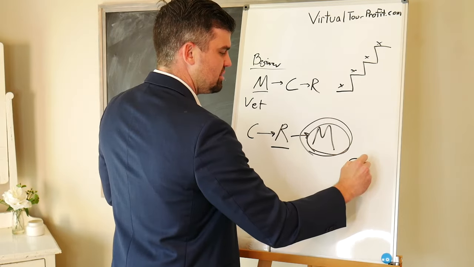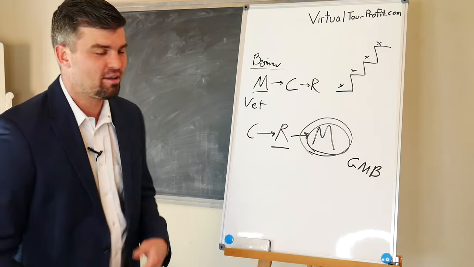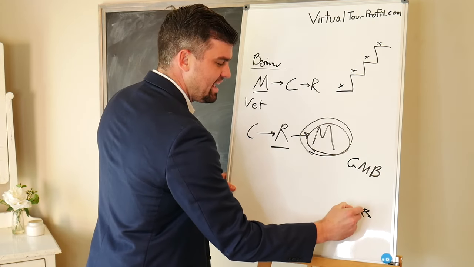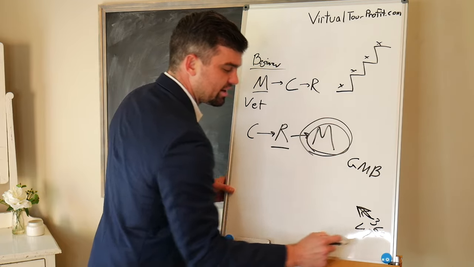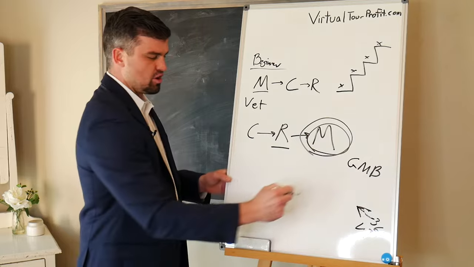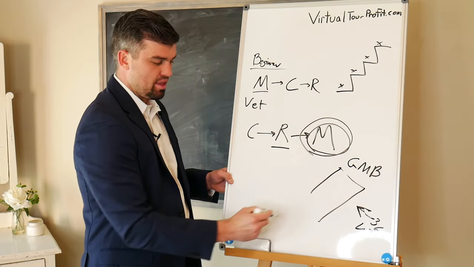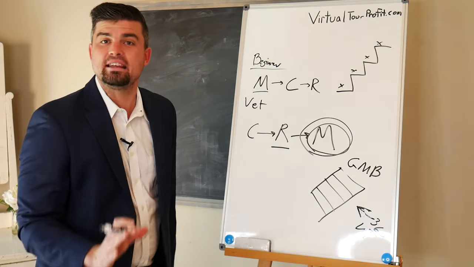For example, GMB, Google My Business. I mean, everyone's heard about it, right? You know why? Because it's a backdoor way into a 360 virtual tour. Excuse my handwriting and my bad drawn arrow here. So you got this Google My Business listing, and it has multiple needs. It has multiple digital media needs, which is really cool.